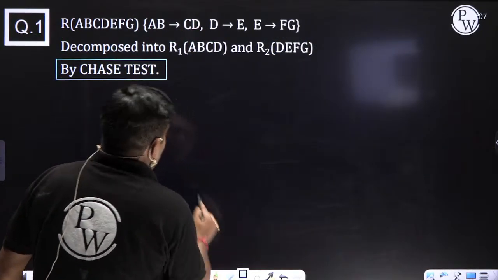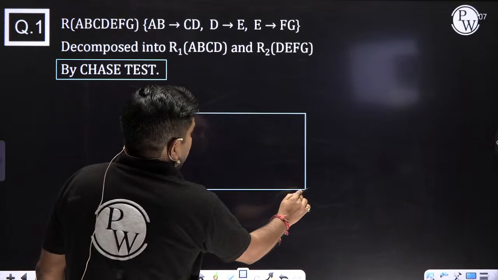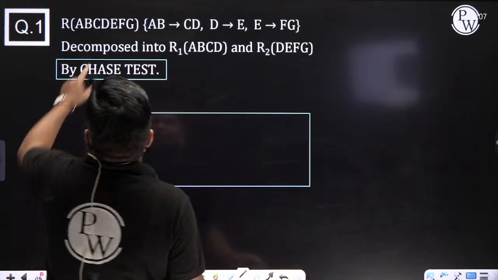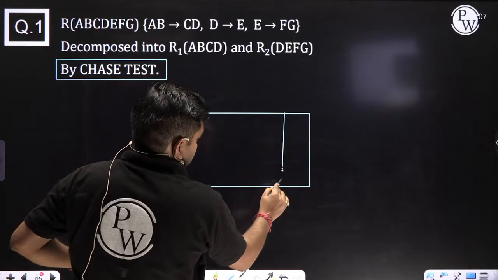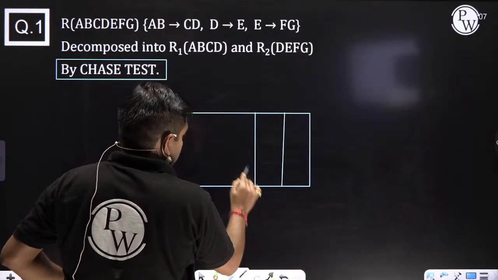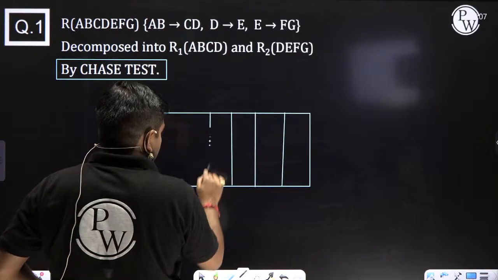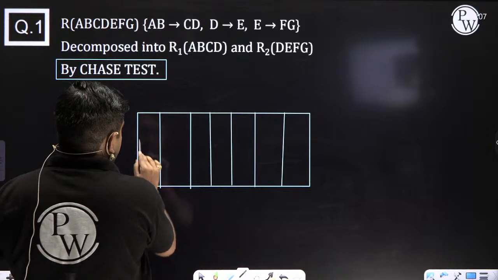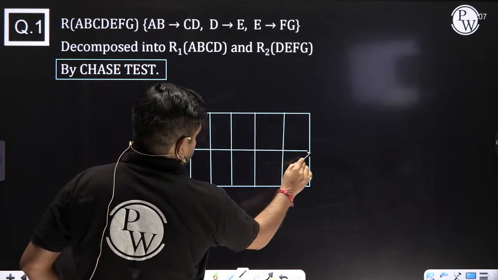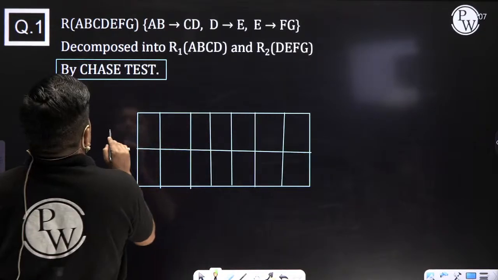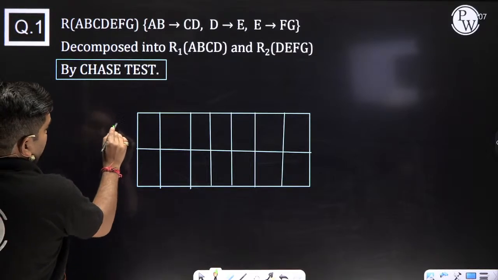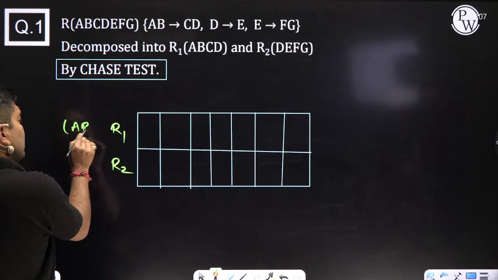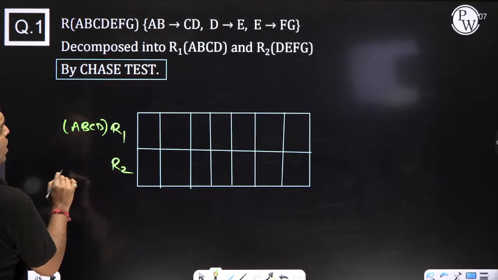Please put your pen down, everyone. It's my humble request to all of you. How many attributes? 7: 1, 2, 3, 4, 5, 6 and 7, and there are 2 relations. What is relation number 1? R1 and R2. R1 is A, B, C, and R2 is what?